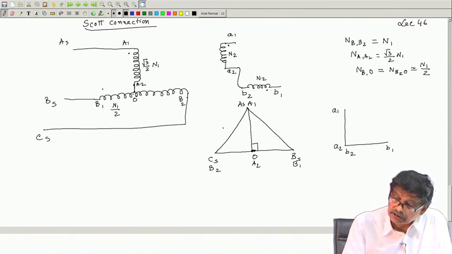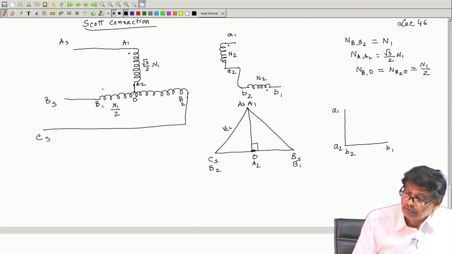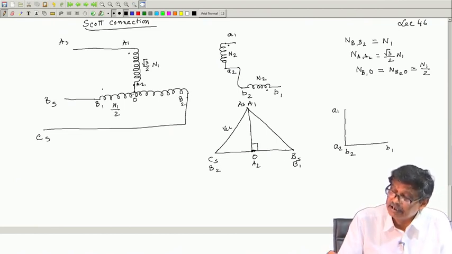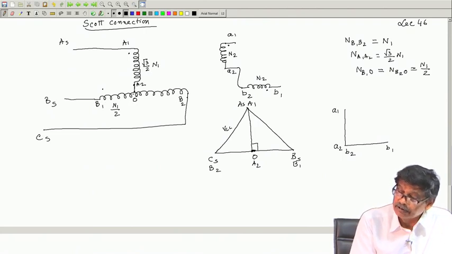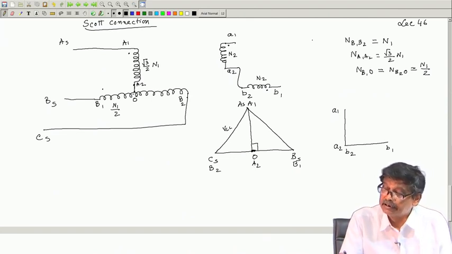Suppose the line to line voltage applied is VLL. Therefore, the voltage applied across the primary of the B transformer is VLL, and the number of turns is N1. So, VLL by N1 into N2 will give you the voltage here. If I write, the voltage V B1 B2 will be VLL by N1 into N2.